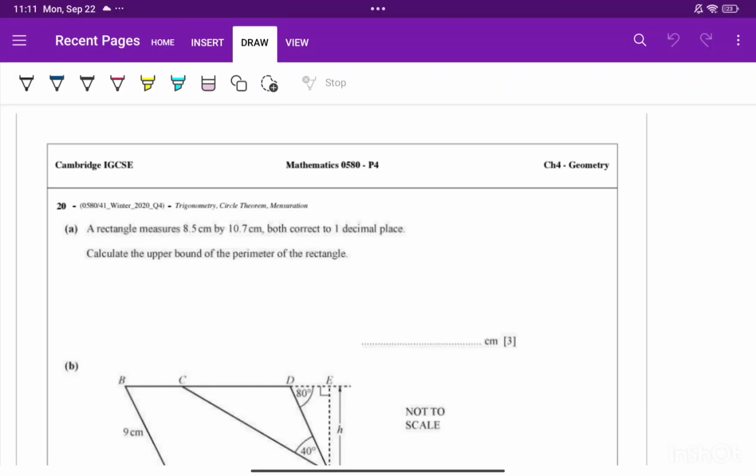Assalamualaikum. So today we will be solving Cambridge IGCSE Math 0580 paper 4 chapter 4 geometry.